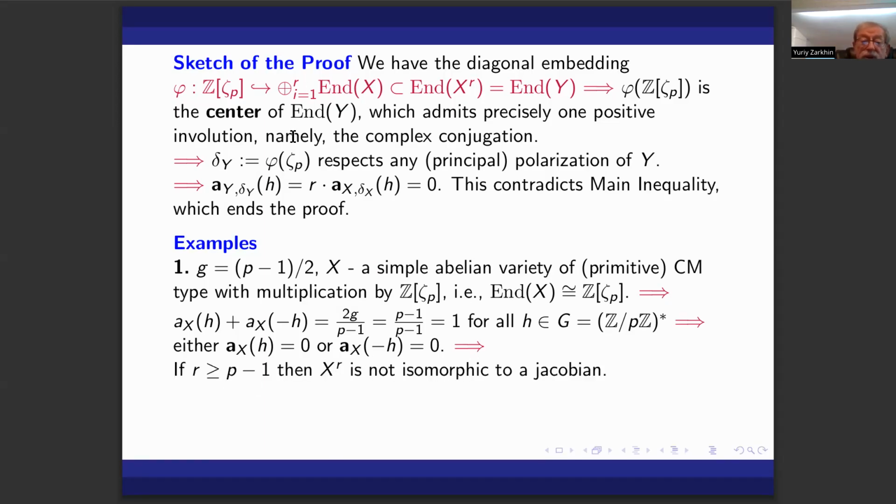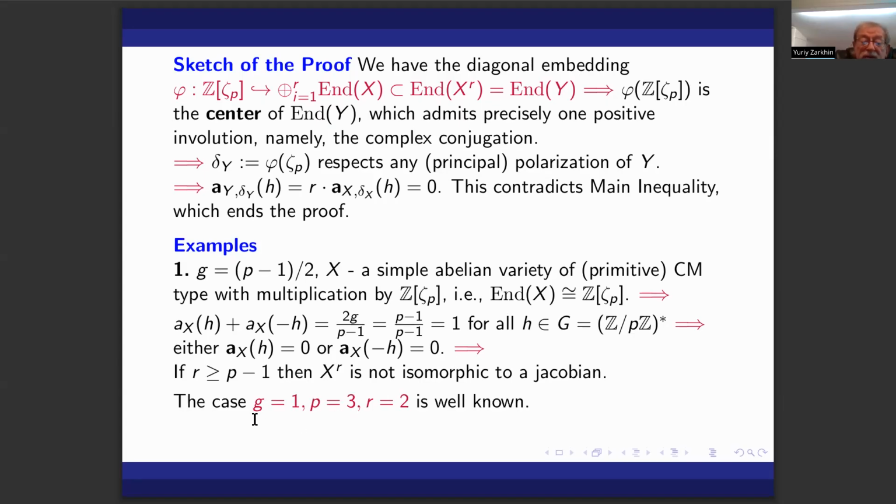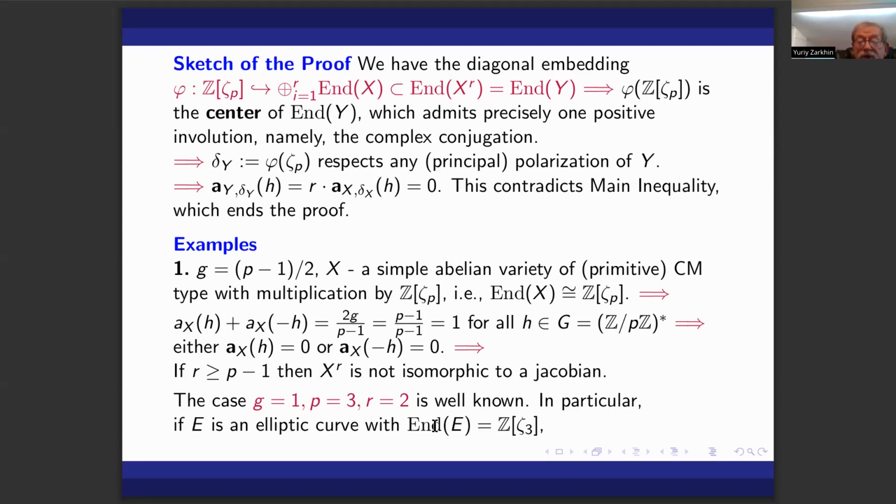Well, and this follows from the previous results that if r is at least p minus 1, then X to the power r is not isomorphic to a Jacobian, even if you view it as an algebraic variety, just ignoring the polarizations. Well, and the example when g equals 1, p equals 3, and r equals 2 is well known. In particular, if E is an elliptic curve whose endomorphism ring is Z[ζ_3], the third cyclotomic ring, then E squared contains no smooth connected projective curve of genus 2.